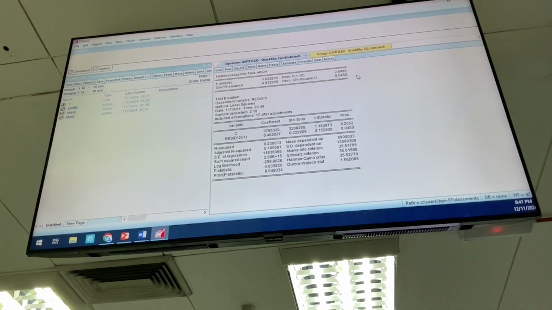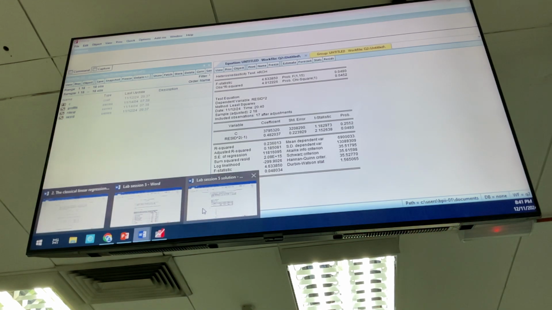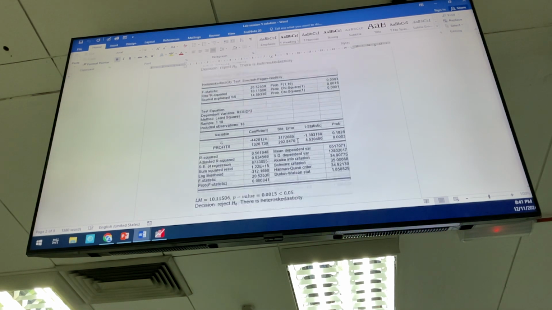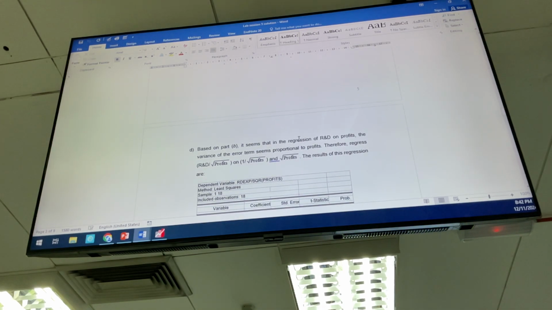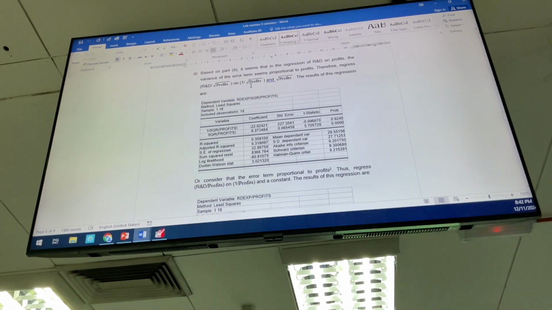So the next question: if there is evidence of heteroskedasticity, how do you transform the data? In terms of transformation, we have two options, whether we assume the error variance is proportional to x or proportional to x squared. So we can try the first assumption, that it is proportional to x, then we divide by the square root of profit.